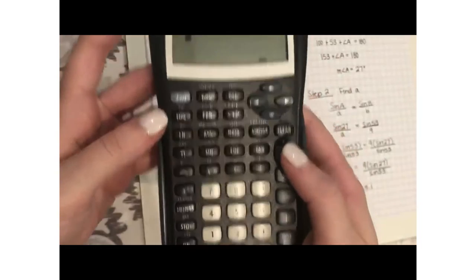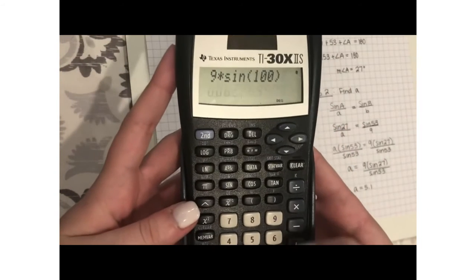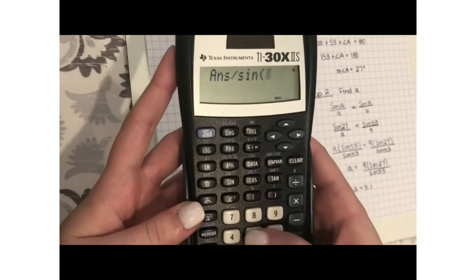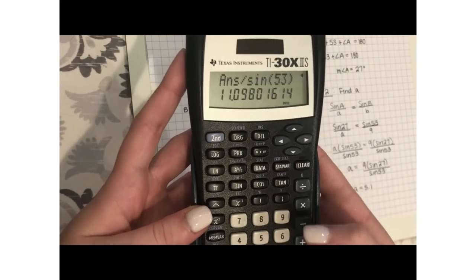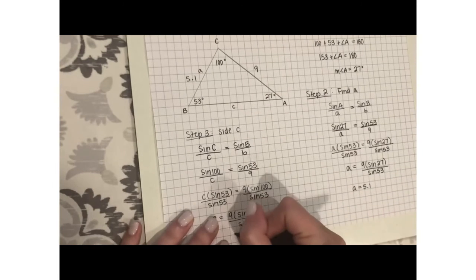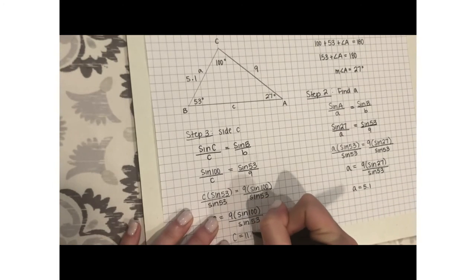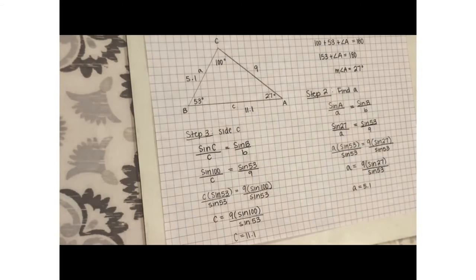Putting that into my calculator, so 9 times the sine of 100 divided by the sine of 53, and it's going to get me 11.09, which we can round to 11.1. You can label that in your triangle. That's it. Those 3 steps.